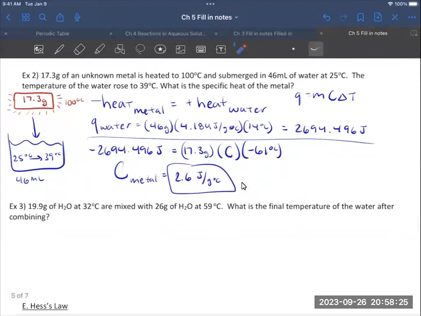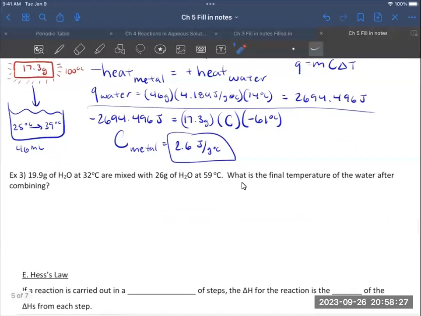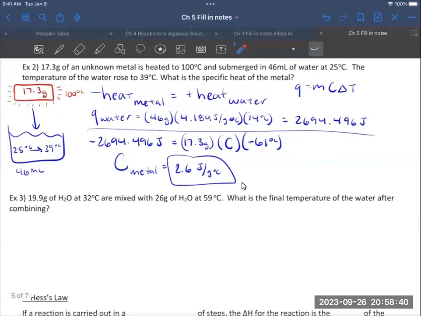Okay, the last type of question you guys might see when it comes to calorimetry is what happens when you mix different masses of water at different temperatures. How do you figure out what the final temperature is going to be? You can actually solve this in two different ways. You can use Q equals mcΔT, but I found a way faster way to answer these kind of problems. And here's how we do it. So let's take a look at this example.